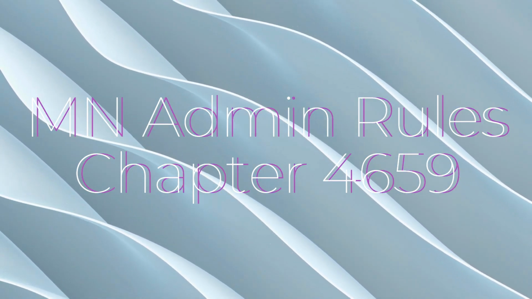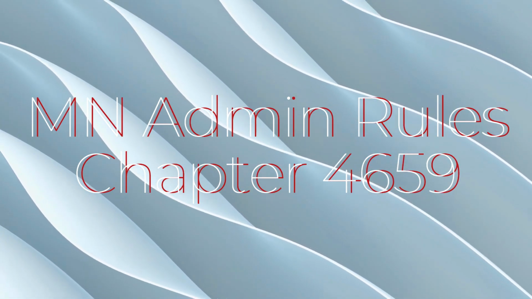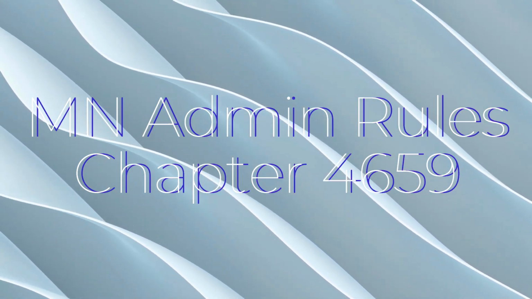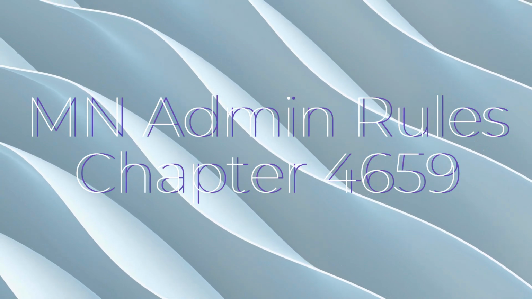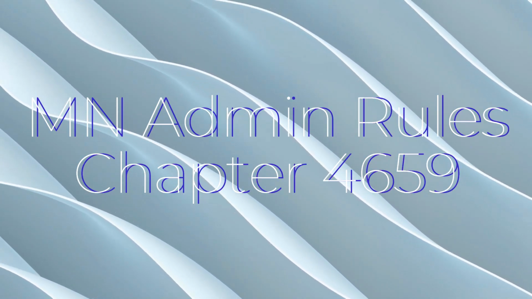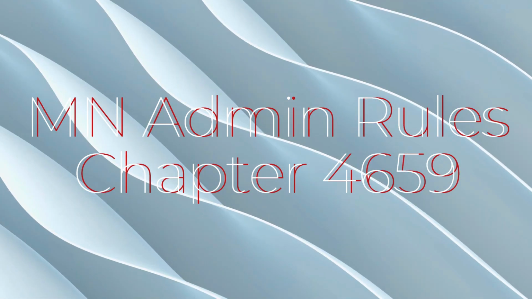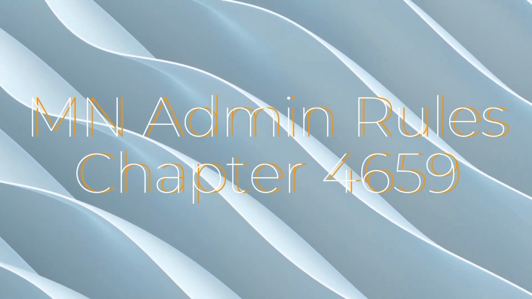Subpart 5. Providing notice. A. A facility must provide written notice of the resident's contract termination by hand delivery or by first-class mail. Service of the notice must be proved by affidavit of the person effectuating service. B. If sent by mail, the facility must mail the notice to the resident's last known address.